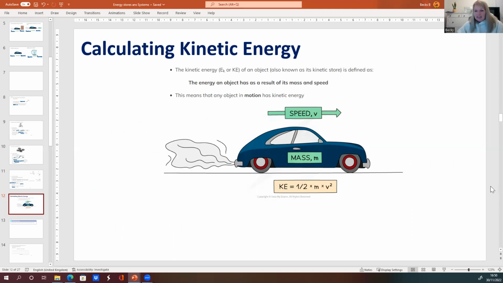So we're going to look at kinetic energy and how we calculate it. So you've got a pen and paper, you might want to write this down because you're going to need to learn this equation. Okay, now key things is knowing what units those different components are in.